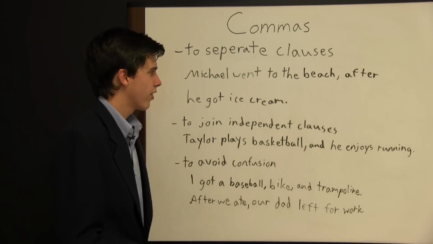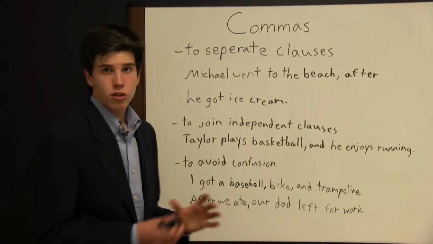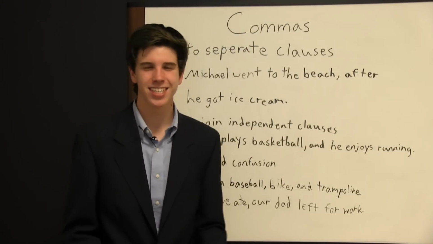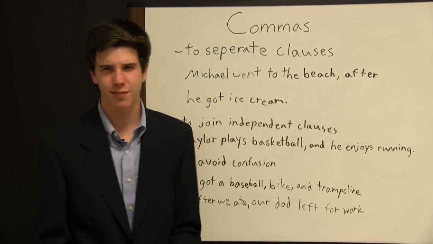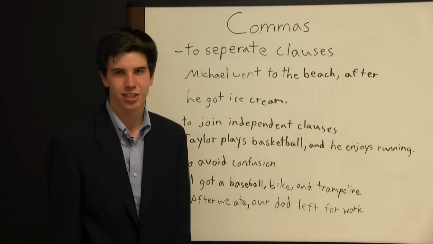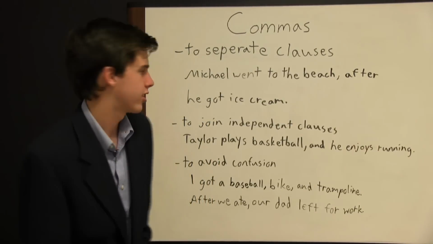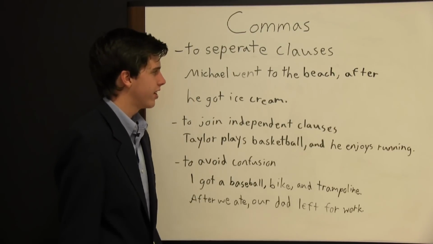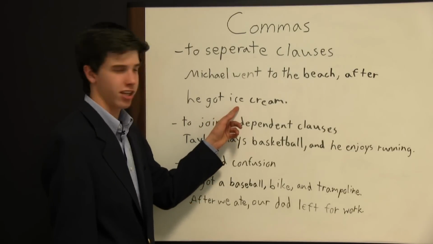Now, to test whether a clause is a dependent clause is just read that clause by itself. So if we were to read after he got ice cream, we would realize that's a dependent clause. It's dependent on the independent clause to make sense. Because if I just say after he got ice cream, that doesn't make very much sense. You're thinking, okay, what happened after he got ice cream? So Michael went to the beach is the independent clause because it can stand by itself, and after he got ice cream is the dependent clause.